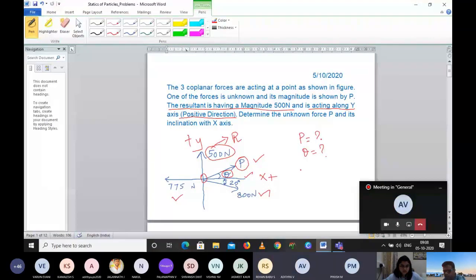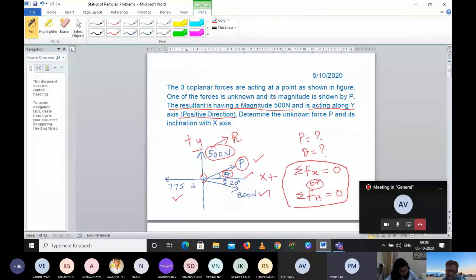Very good. Please all of you note it down. This is a very important point. They are trying to say that the sum of all the horizontal forces is 0. Please take a note: the summation of all the horizontal forces is equal to 0. This is the information we get from that statement, and we are going to implement it in our equations to calculate P.